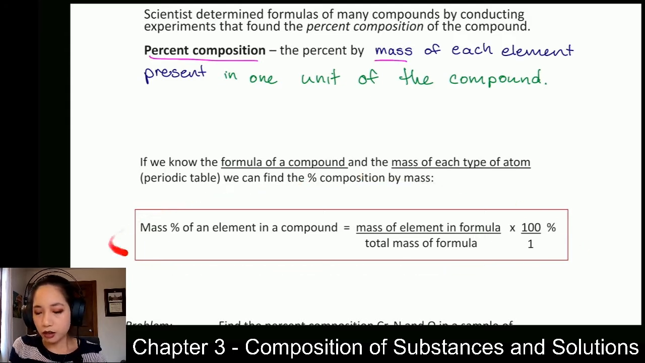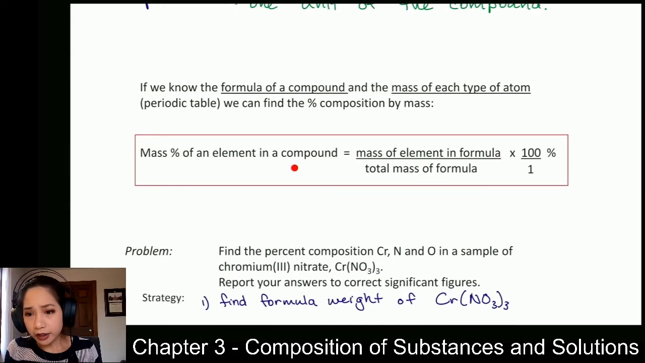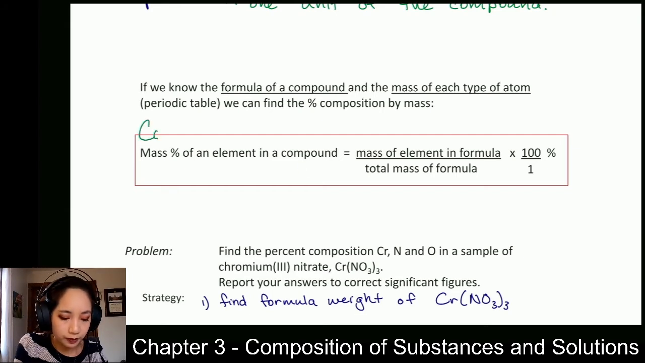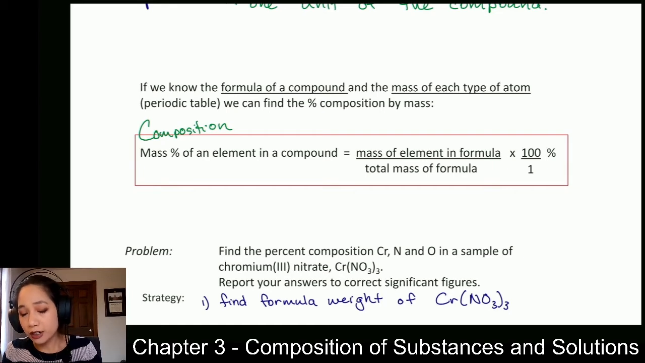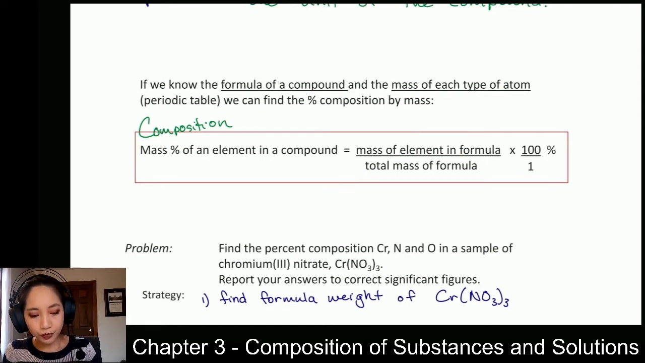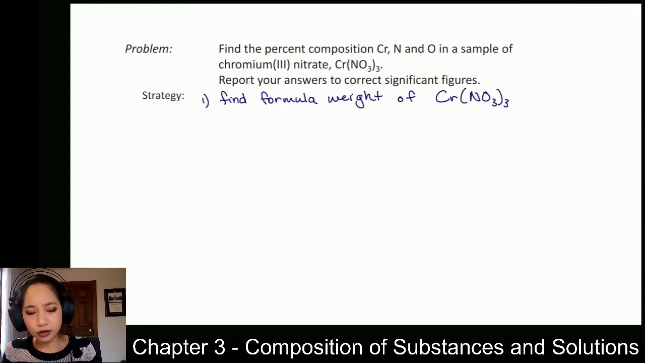And so here's just the formula to get it. But I think once you see the process, it'll be pretty straightforward. The equation here is the percent mass, or the percent composition. This is our percent composition of any element in a compound: the mass of that element that's in the formula divided by the total mass of the formula. So that's the molecular or formula weight, formula mass of that compound, and then multiply by 100 to turn that into a percentage. So let's do a problem, because I think it's easier to show it that way.